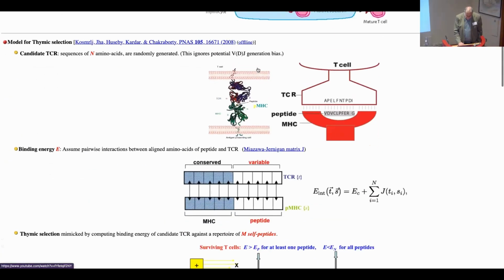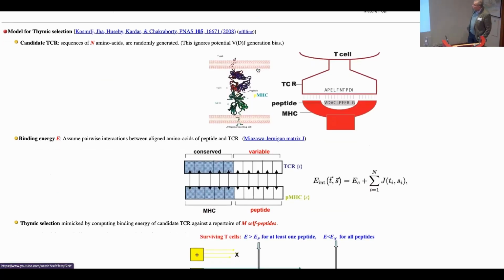Okay, so some time ago, we modeled this process as follows. We assumed that the T cell receptor can be represented by a sequence of amino acids, and that the MHC is presenting the peptide to be recognized, and the peptide to be recognized is also some combination of amino acids. So basically, we have a stream of amino acids that are labeling the peptide, and a stream of amino acids that are representing the complementary part on the T cell receptor.